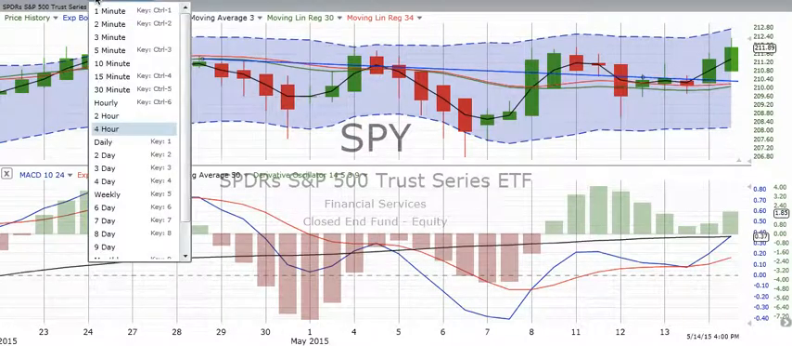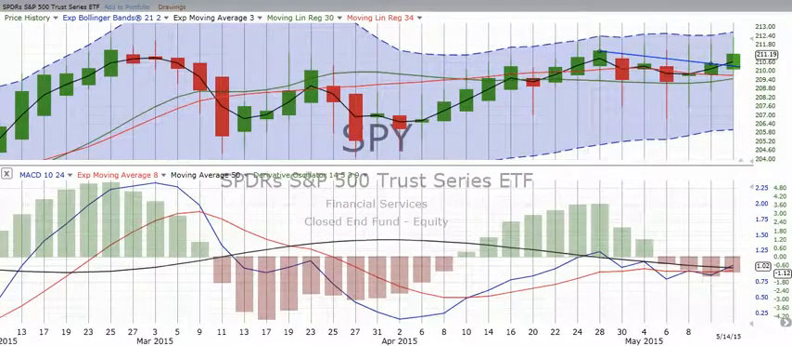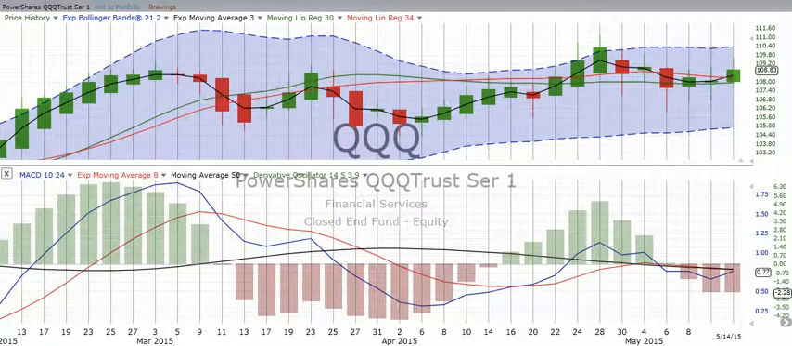So let's go back out to the 2-day chart. Let's go to the Qs. QQQ is the NASDAQ 100, and one of my favorite charts to trade and to purchase and to sell.